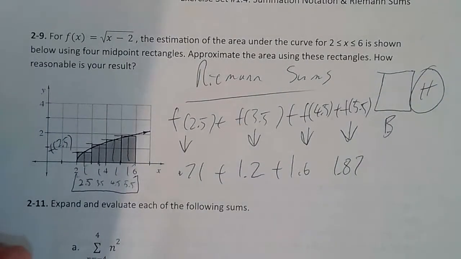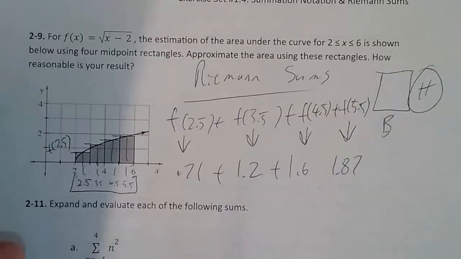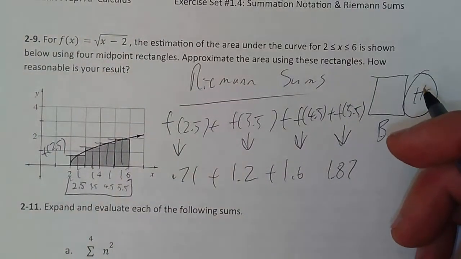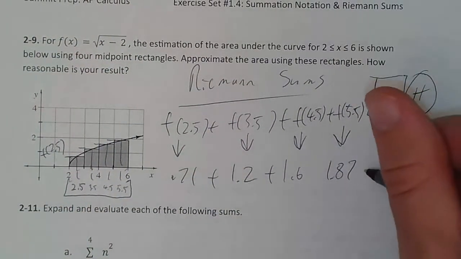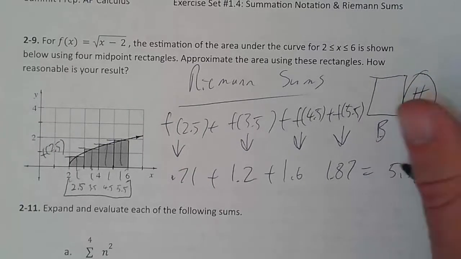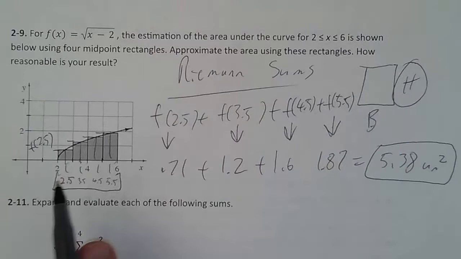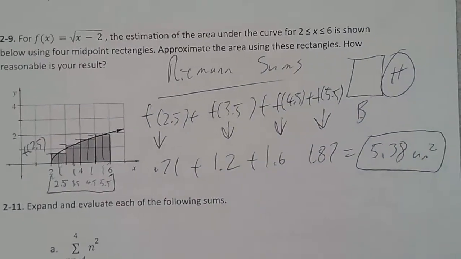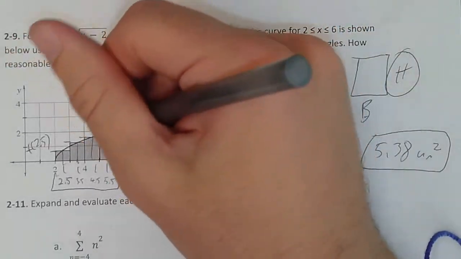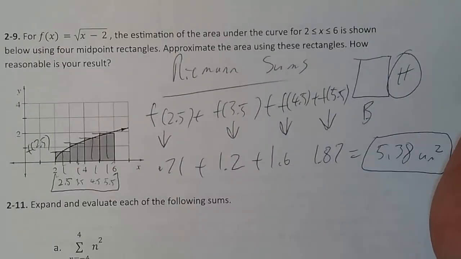So I'm going to add 1.6 plus 1.2 plus 0.71, and I'm getting about 5.38 is what I got for this. 5.38 units squared. That is the sum of these. How reasonable? I mean, that seems fairly reasonable to me. It does look like we are overestimating slightly.